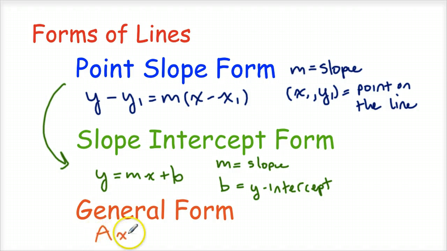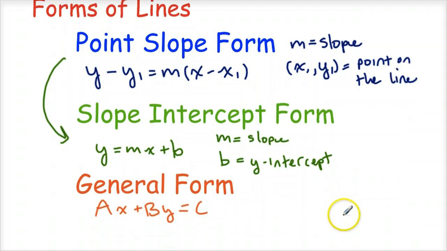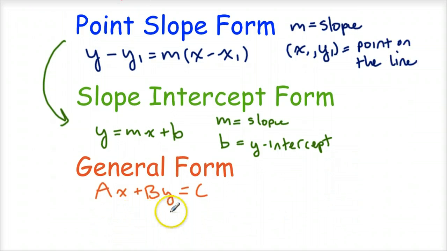Another form of lines is the general form, and we call that capital Ax plus capital By equals C. In the general form, the reason we like to use it is because it's nice and easy to determine both our x and y intercepts. If you remember from the video on intercepts, the y-intercept is where the x value is 0, and the x-intercept is where y is 0. So we can also graph a line by just plotting the x-intercept and the y-intercept and connecting the dots there.